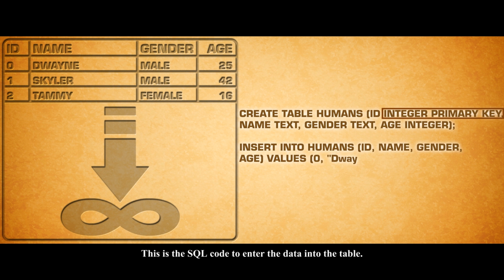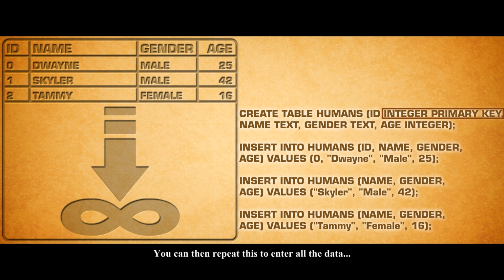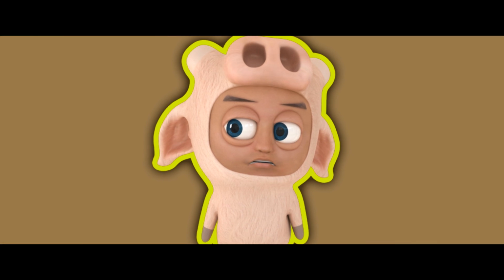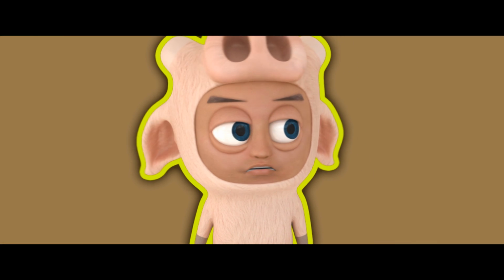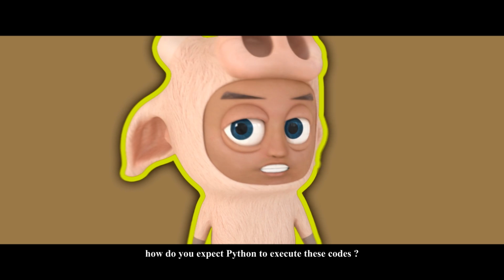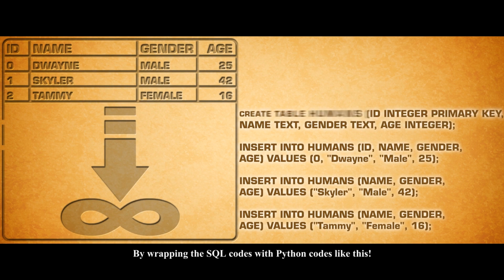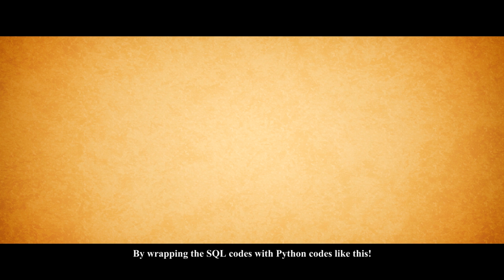This is the SQL code to enter the data into the table. You can then repeat this to enter all the data. Notice that I didn't specify the primary ID anymore after the first one. This is because SQLite will auto-increment the primary ID. Wait a second. These are not Python codes. How do you expect Python to execute these codes? By wrapping the SQL codes with Python codes like this.